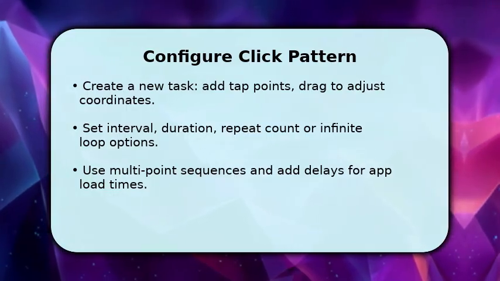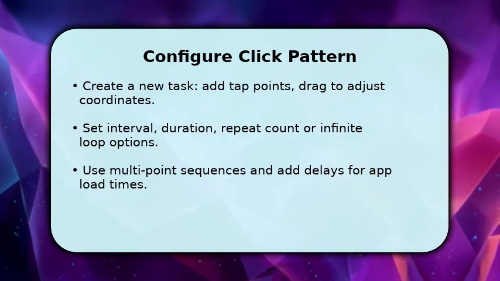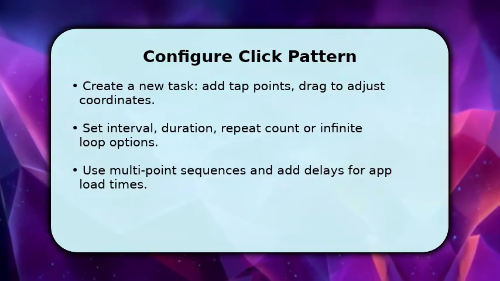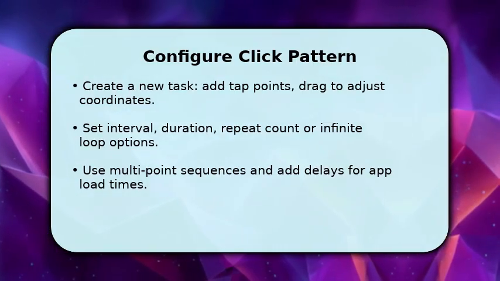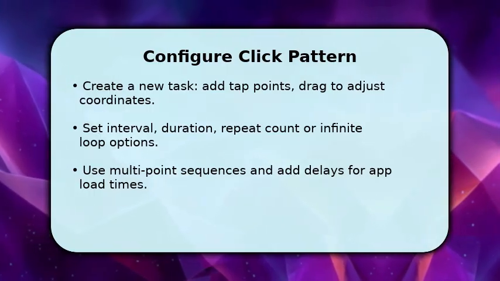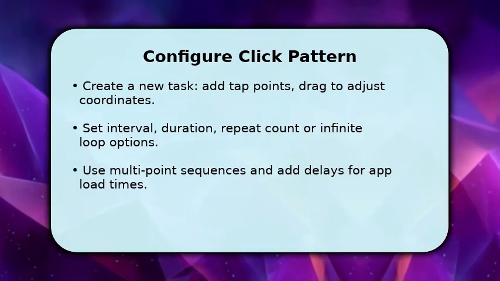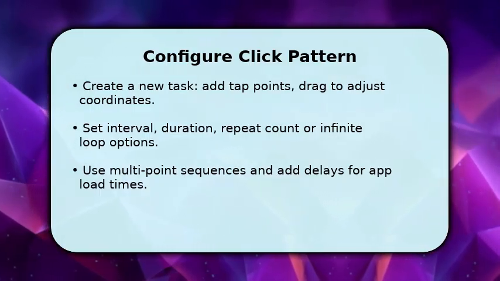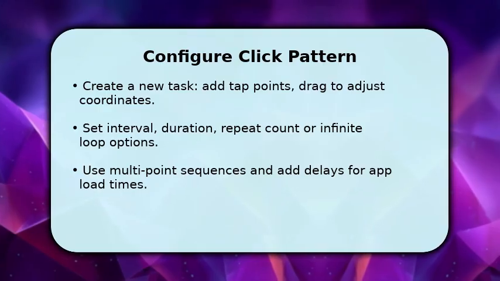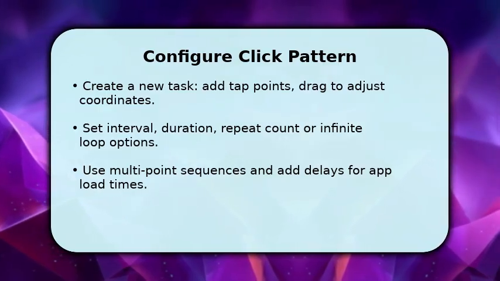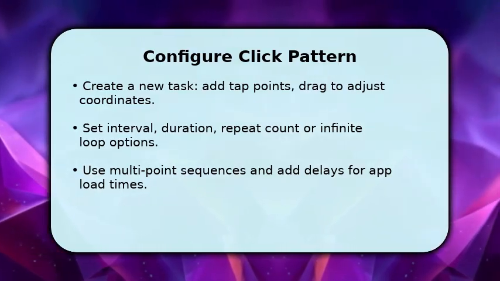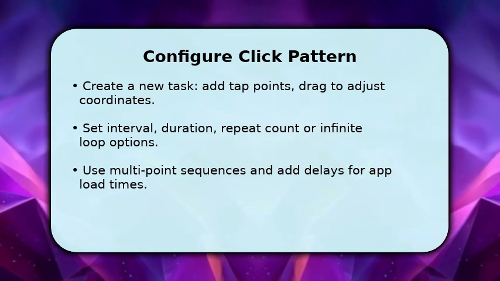Set the interval between taps and the tap duration to match the app's response time, and choose repeat count or loop indefinitely depending on your goal. Use multiple points if the workflow needs navigation, and insert deliberate delays to allow screens to load. This avoids mistaps. Once the pattern behaves predictably in preview mode, you'll prepare to start automation.